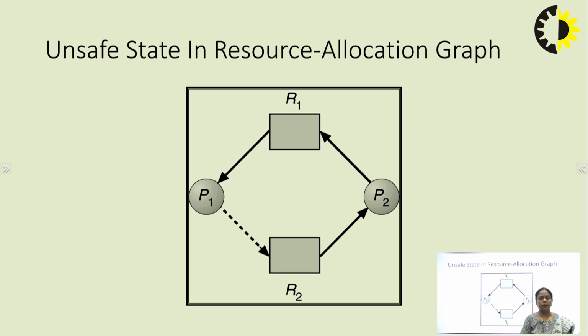By the help of this claim edge, we can find out this is an unsafe state. By the resource allocation graph, we can find out this is the unsafe state, because when we assign R2 to P2, then P1 also can request R2, and then we will have a cycle here. And what is the meaning of a cycle? A cycle means we can have deadlock here, and then the system can be in the unsafe state. So by the help of claim edge, we can find out whether the system is in the safe state or the unsafe state. To find out the safe and unsafe state, we can use Banker's algorithm also.